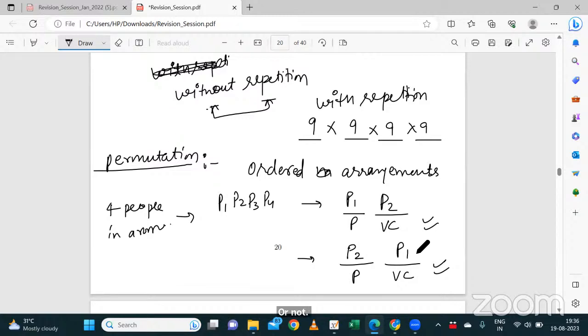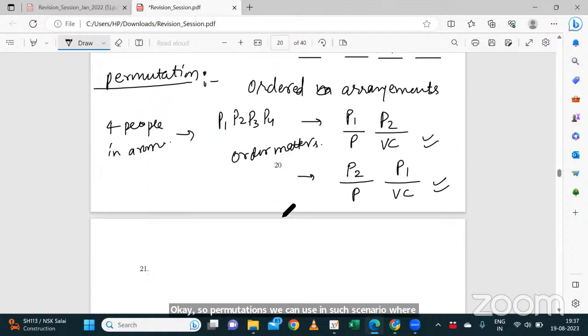Is this order same? Suppose I'm saying P1 is the president in the first order and P2 the vice president, and in the second time the reverse. Whether these two scenarios are same or different? It's not same. It's different. That means order matters, right? Yes, sir. Okay. So permutations we can use in such scenarios where order matters.